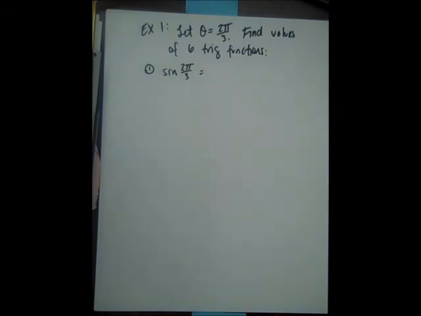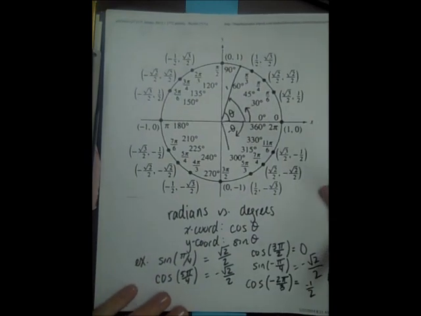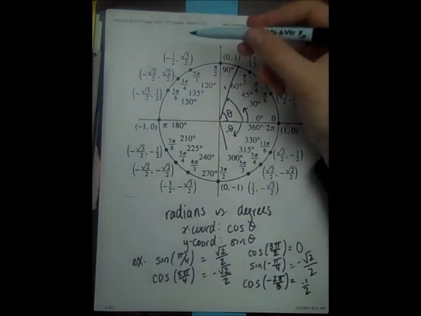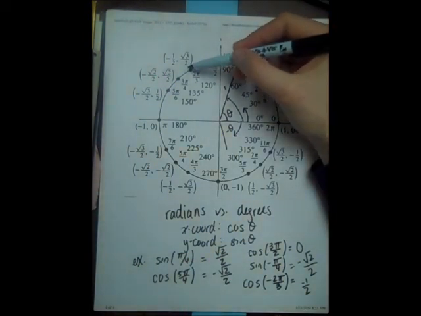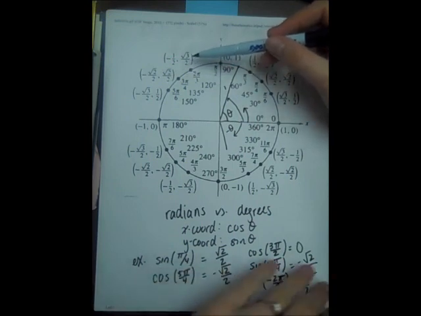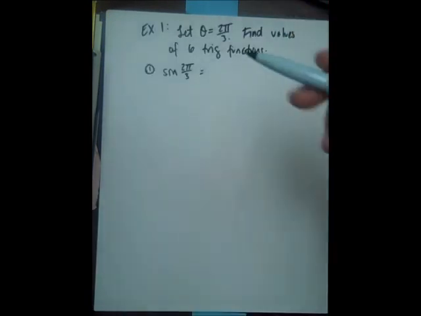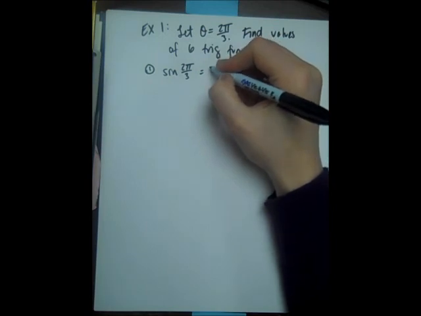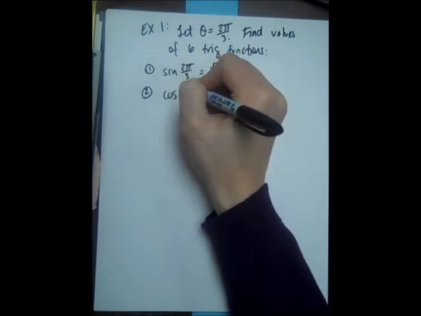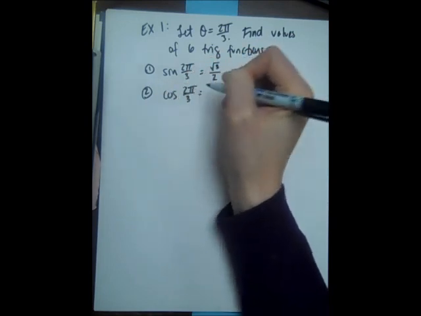To do that, go back to my unit circle. 2 pi over 3, that says move 2 pi over 3 in the positive direction. So I'll move to this point. And now sine is my y-coordinate. The y-coordinate here is square root of 3 over 2. So sine of 2 pi over 3 is the square root of 3 over 2. Next, I'll do cosine of 2 pi over 3. Again, come back to my unit circle.